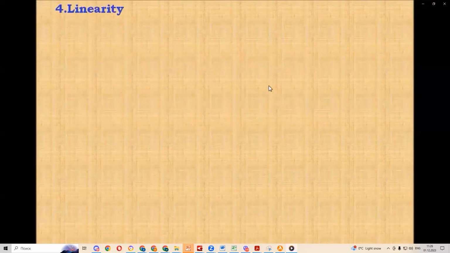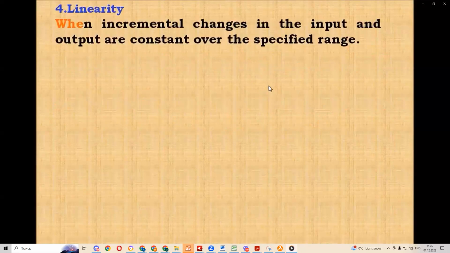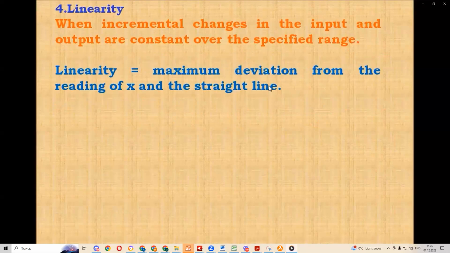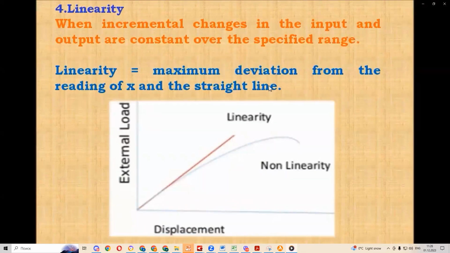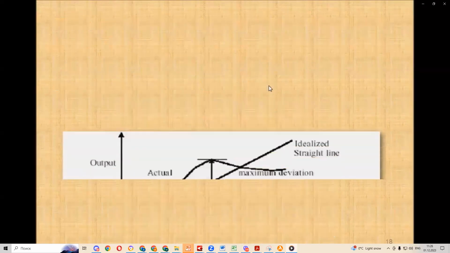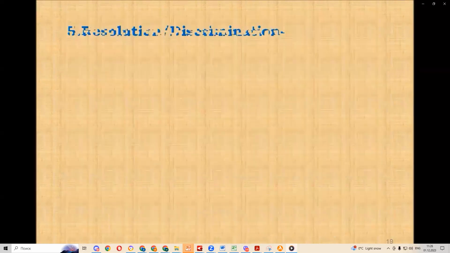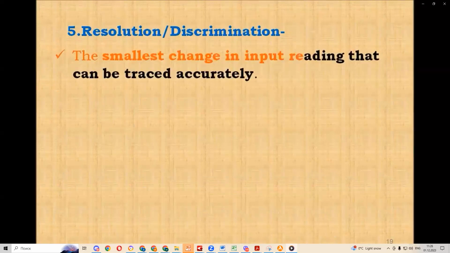Fourth characteristic is linearity. When incremental changes in the input and output are constant over the specified range, most instruments are specified to function over a particular range, and the instruments can be said to be linear. By using this formula, find the percentage nonlinearity. Fifth characteristic is resolution or discrimination. It means the smallest change in input reading that can be traced accurately.